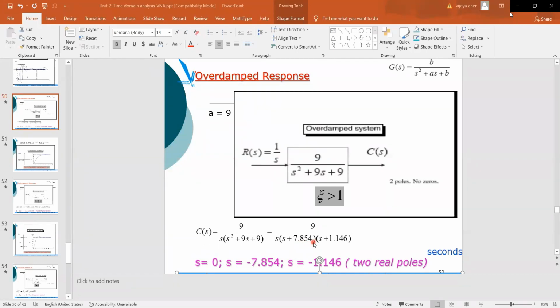First pole. Second root, S plus 1.146 is equal to 0. S is equal to minus 1.146. Second pole. So I have written, and for this S is equal to 0, right? So first pole is at S is equal to 0. Second pole is at S is equal to minus 7.854. Next pole S is equal to minus 1.146. So two real poles are available for this overdamped system, when zeta is greater than 1. So only two poles are available and there are no zeros.